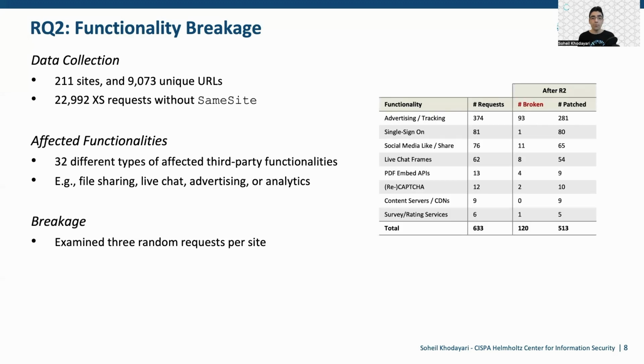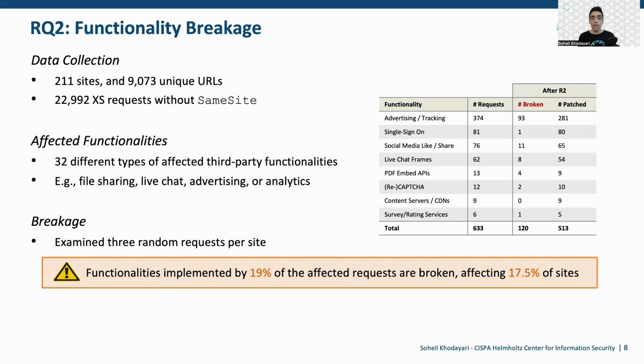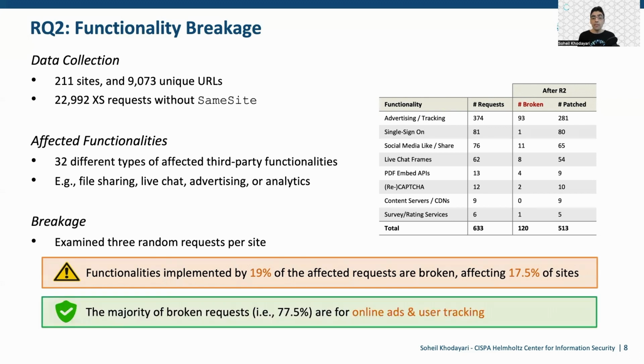And most importantly, our breakage experiments revealed that functionalities implemented by 19% of the affected requests are broken, which affects 17.5% of the sites. Then, interestingly, the majority of these broken requests, that is 77%, belong to online ads and user tracking functionalities.